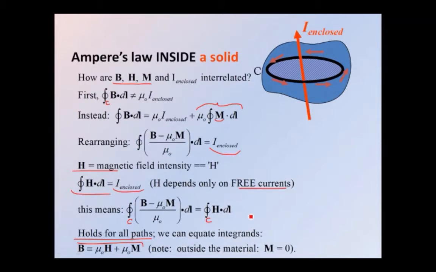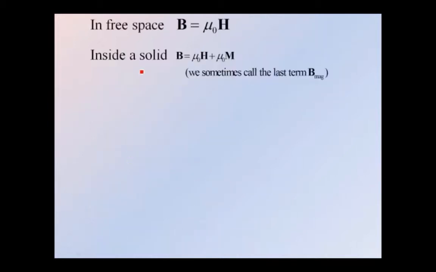Notice that if we go outside the material, capital M equals 0, because capital M requires that we have dipole moments. If there's no material there, there are no dipole moments. That gives us our old friend B equals mu 0 H for free space. Repeating that, in free space we have B equals mu 0 H, and if we have non-zero capital M, if we're inside the material, then we have this relationship here.